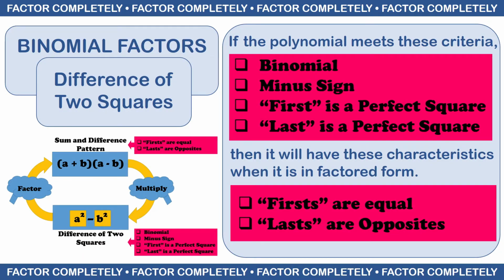So if you're trying to find the binomial factors and you have a difference of two squares, the polynomial meets these criteria: it's a binomial, there's a minus sign in between the two terms, the first term is a perfect square and the last term is a perfect square. Then it will have these characteristics in factored form. The firsts will be equal and the lasts will be opposites.